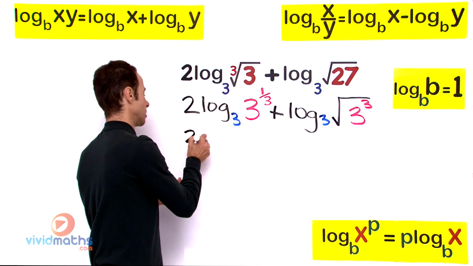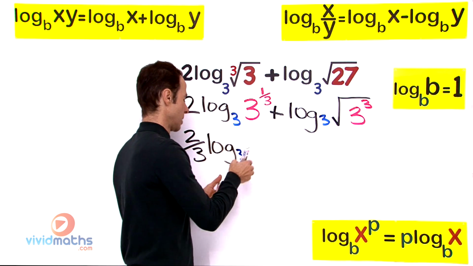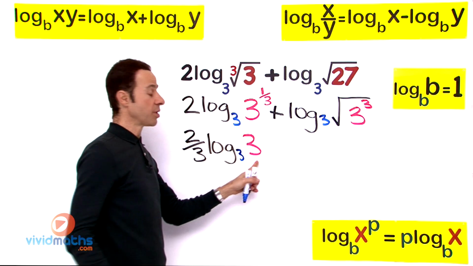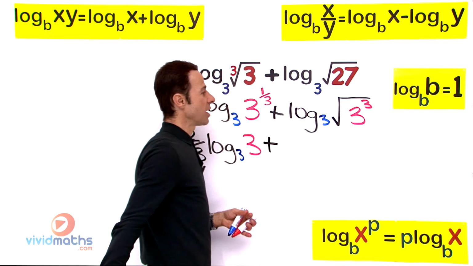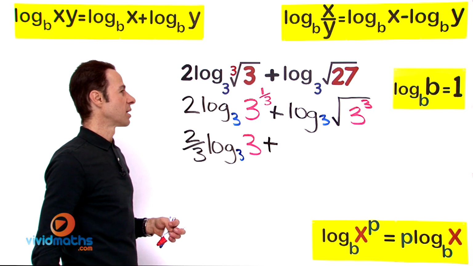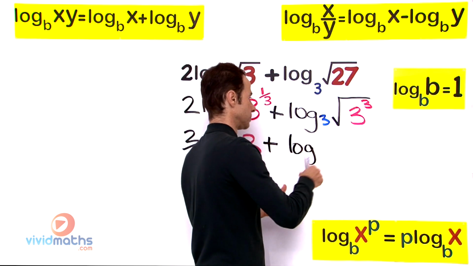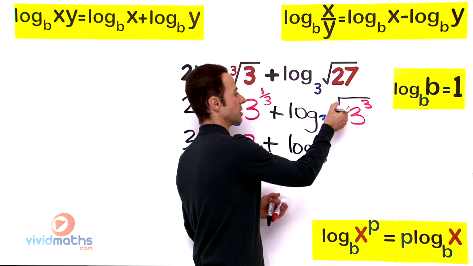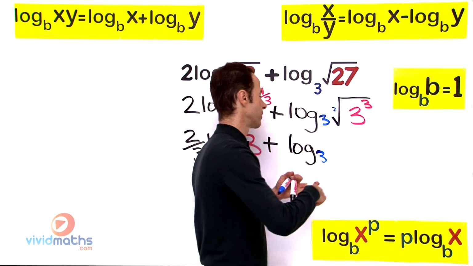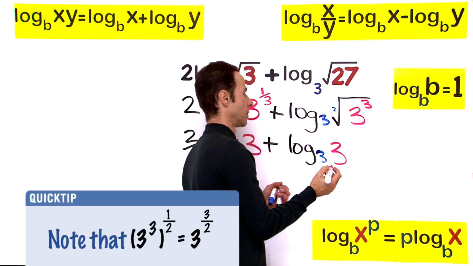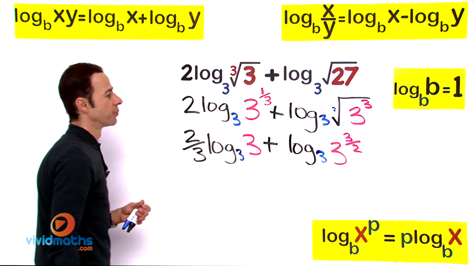So that's 2/3 log base 3. And there's our 3. The 3 and the 3 match. That's good news. It's going to make it nice and simple. And here, that 3 to the power of a third can be simplified. So that's a little 2 in there because it's square root. So that essentially means that it's going to be 3 to the power of 3 on 2. There we go, 3 on 2.